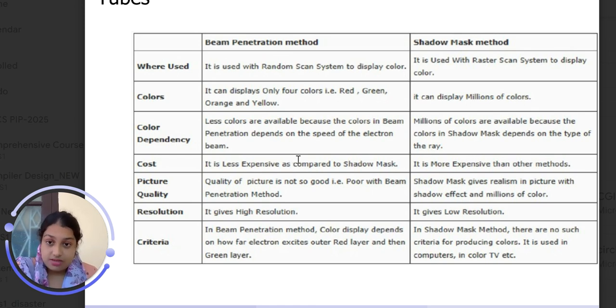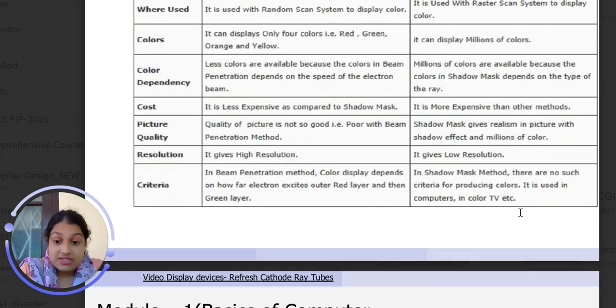Now, resolution. Beam penetration has higher resolution. The quality is not good, but it has higher resolution. In the shadow mask method, the resolution is low, but it gives realism in picture with shadow effect and millions of colors. Now, criteria. In the beam penetration method, color display depends on how far the electron excites the outer red layer and the green layer. That is the criteria. But in shadow mask method, there is no such criteria for producing colors, and it is used in computers, color TVs, etc.